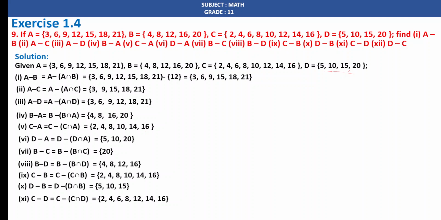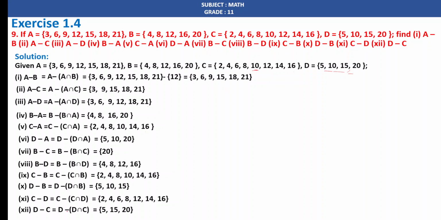C minus D, that is C minus C intersection D. In this C and D, the only common element is 10. So, from the entire set C, we need to remove this 10. Therefore, the value we are going to get is 2, 4, 6, 8, 12, 14, 16.